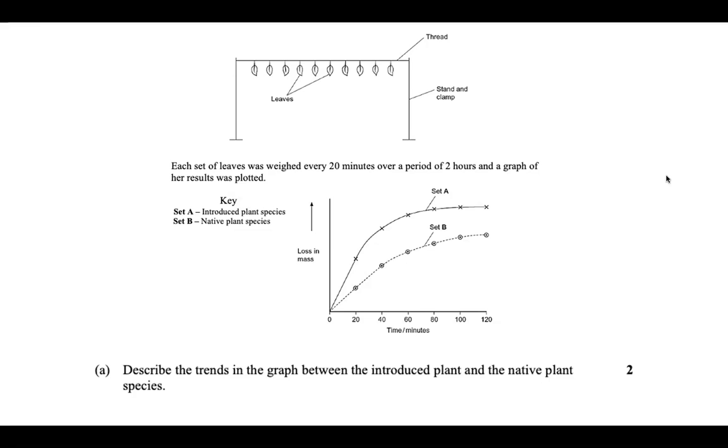Now the next question here was another one that was generally done fairly poorly. And the reason was, I think, people just didn't read the question properly. This is the really important part of the question: describe the trends in the graph. Everything they give you before here is just setting up how they did the experiment. What we wanted to see was describing the trend in the graph.